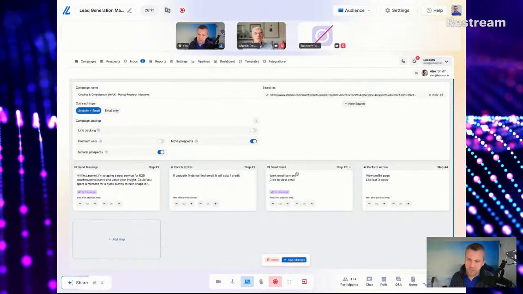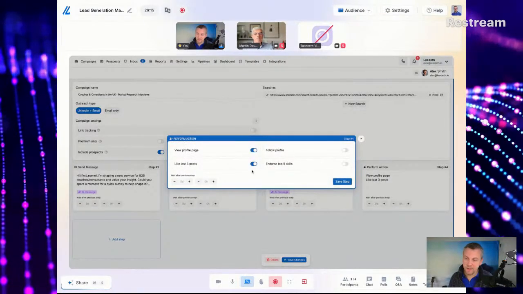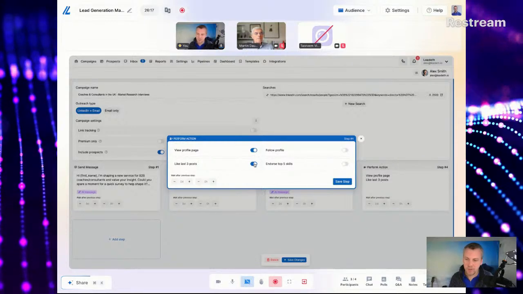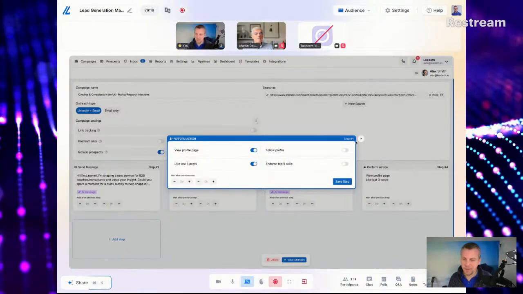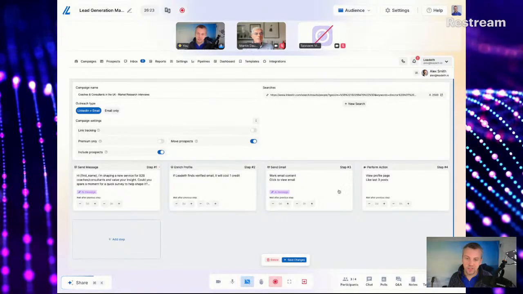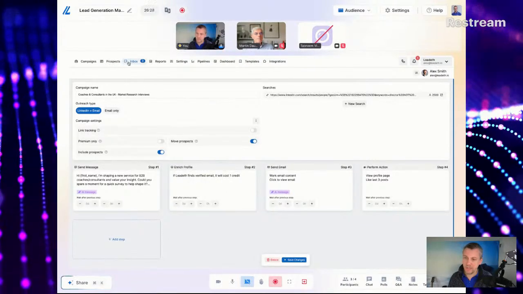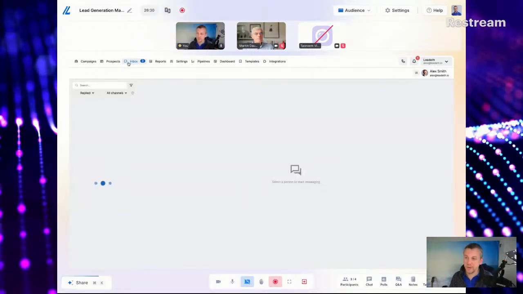So yeah, that's how the campaigns work. And then maybe a profile view. So if you've got their LinkedIn profile, we can now view their profile and automate the liking of 3 posts. That is what we call leverage. We're getting the system to do it all for us, and it's fantastic. So on the output, all we're doing is going into an inbox.